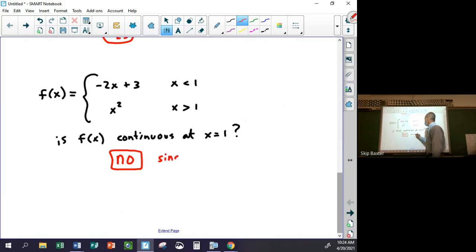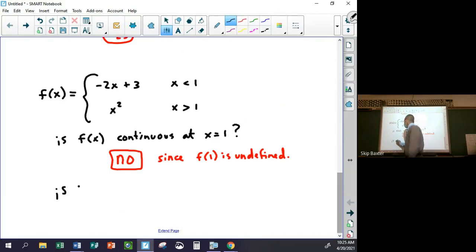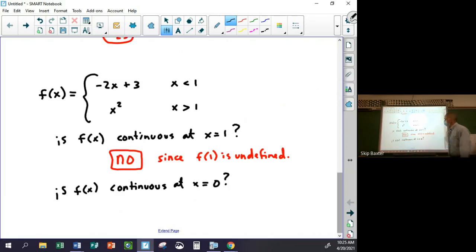Since f of 1 is undefined, because 1 is not included in the interval. What if they gave us this same piecewise function and they said, is f of x continuous at x equals 0? What about that? Yes. Absolutely, yes.